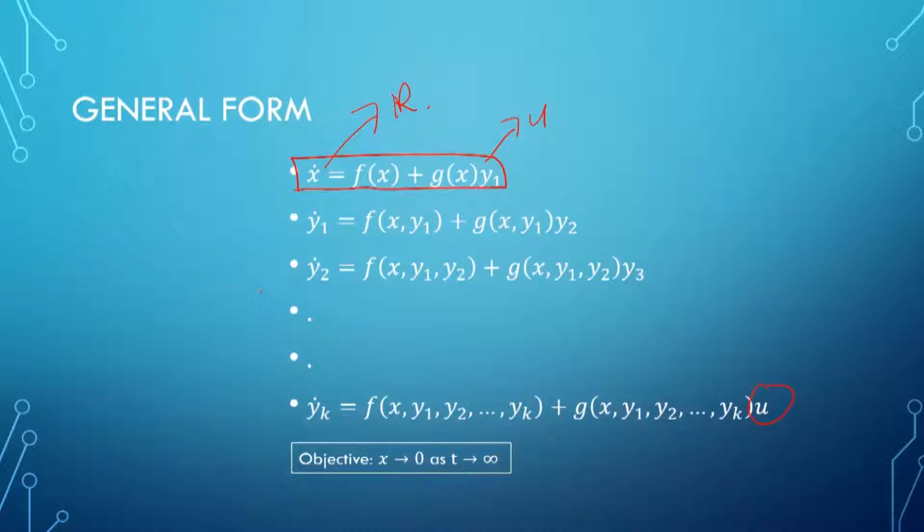Because if you design the control here, it guarantees you can control this YK signal to some desired value, right?